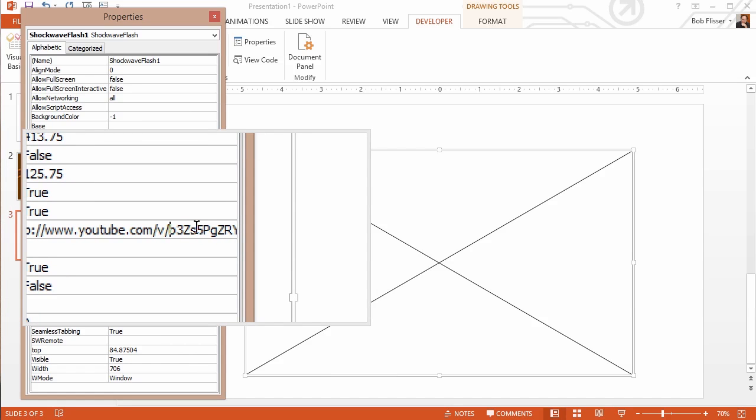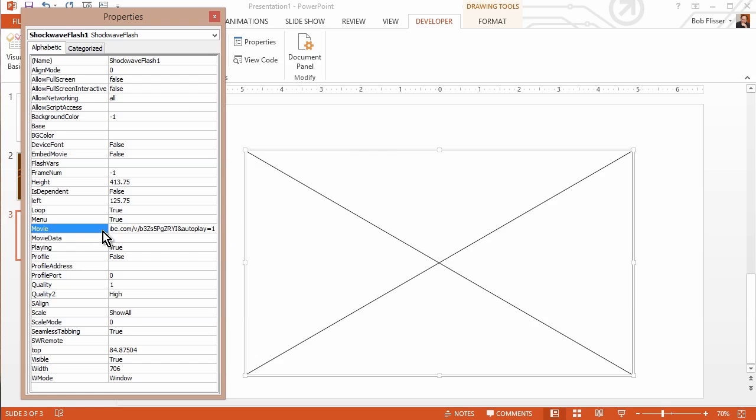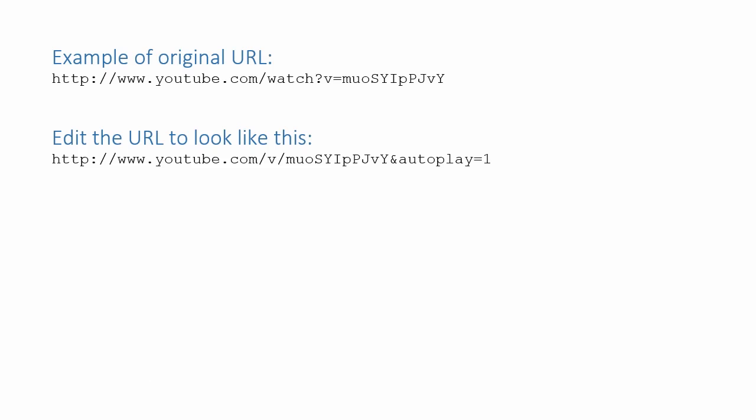Now you could leave that there if you like, but if you want the video to autoplay, you need to add a little bit more. So I'm just going to cursor here to the end of that code, and I'm going to type in ampersand autoplay equals 1, the number 1. So you want that whole thing in this box to the right of Movie. So just to make sure you got that, here you have an example of what the original URL looks like, youtube.com/watch, etc. And you want to edit that to look like this, with /v/ whatever.